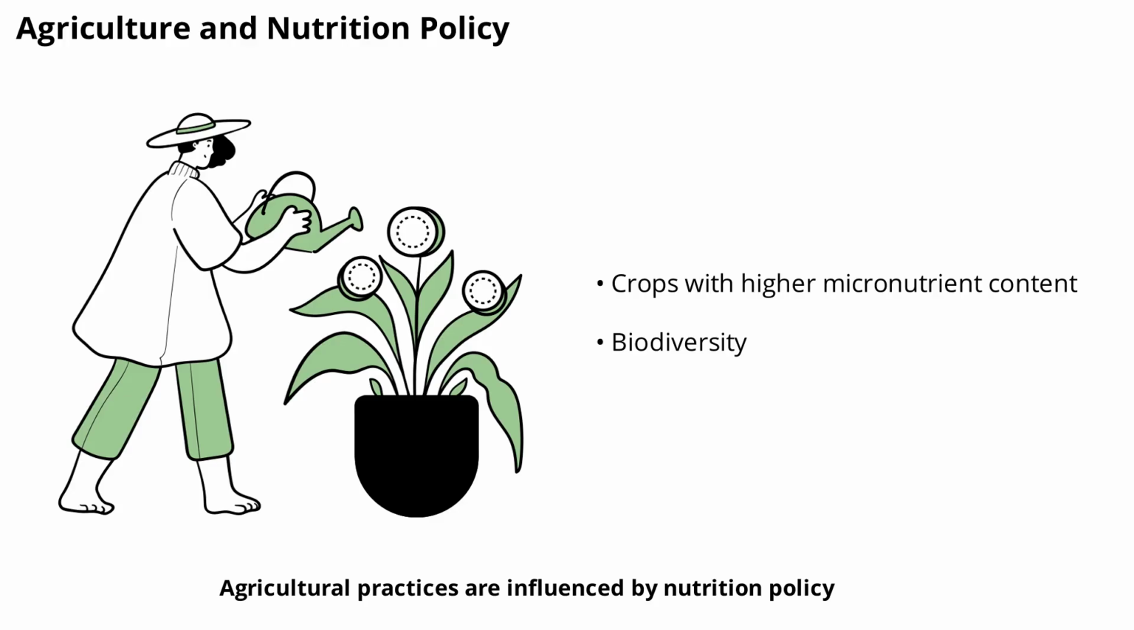Agricultural practices are influenced by nutrition policy, with food composition data guiding the development of crops with higher micronutrient content. For example, cereal crops may be bred for increased iron, zinc, or vitamin A. It's important that databases reflect the biodiversity of plant-based foods and track trends in crop production. This ensures that nutrition policies are based on accurate, up-to-date information about the foods people actually consume.